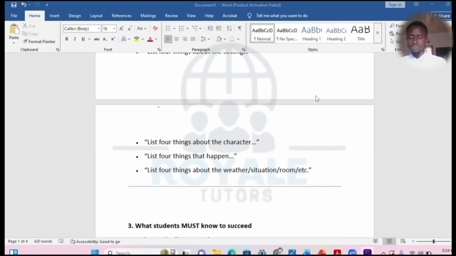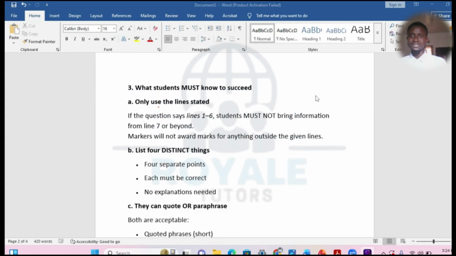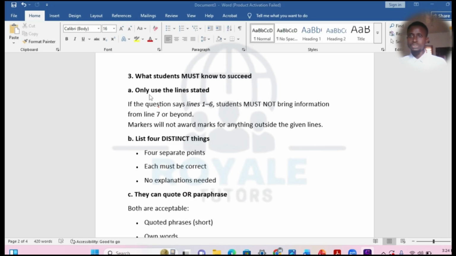Moving on, we're going to talk about what students must know to succeed. It's obvious that a lot of students usually make egregious errors, especially when it has to do with tackling language paper 1 question 1. So we are going to look at the things that you need to know to get your complete score or a perfect score on question 1. Now, this is the first thing. You need to stick to the lines stated.